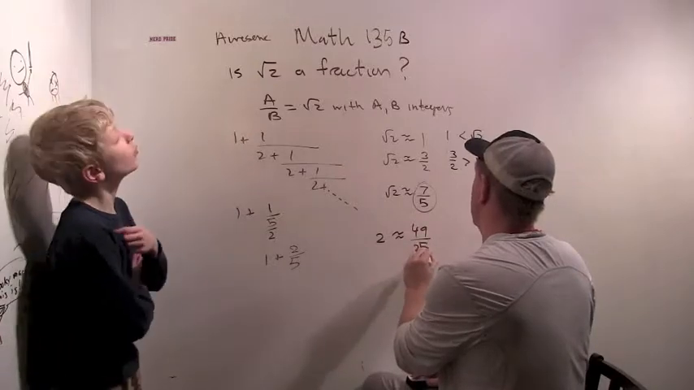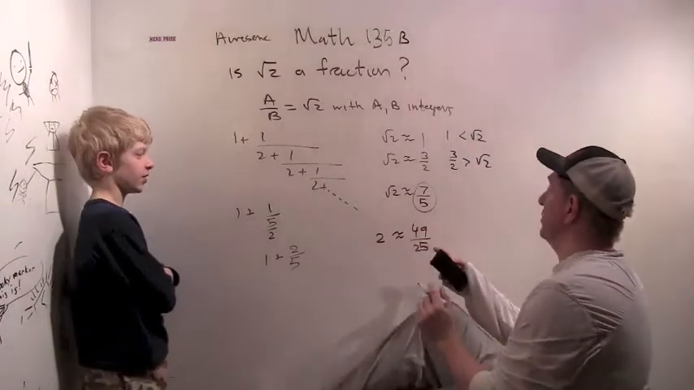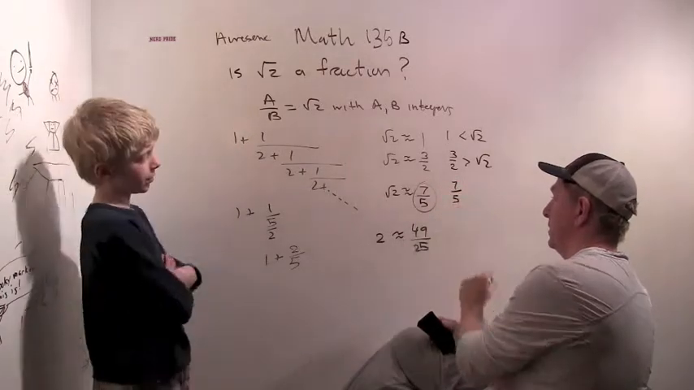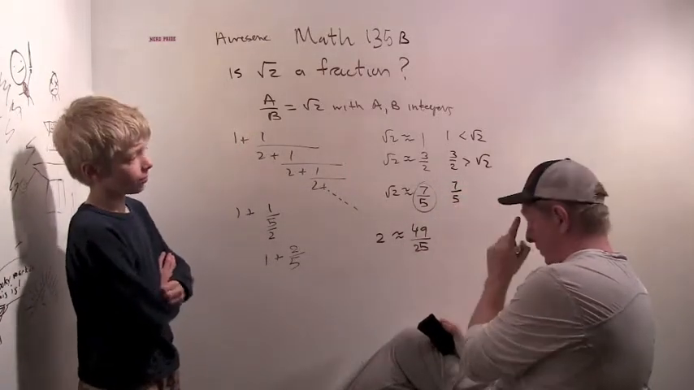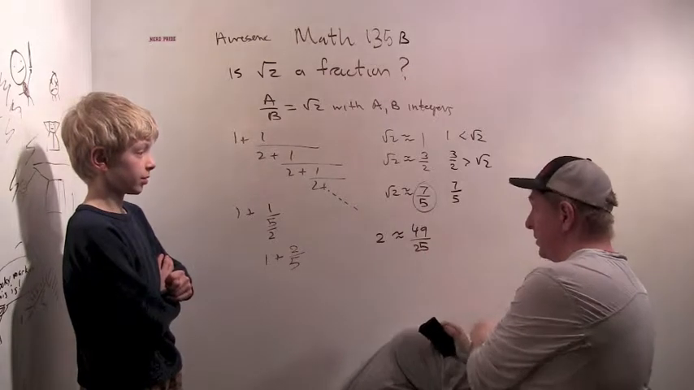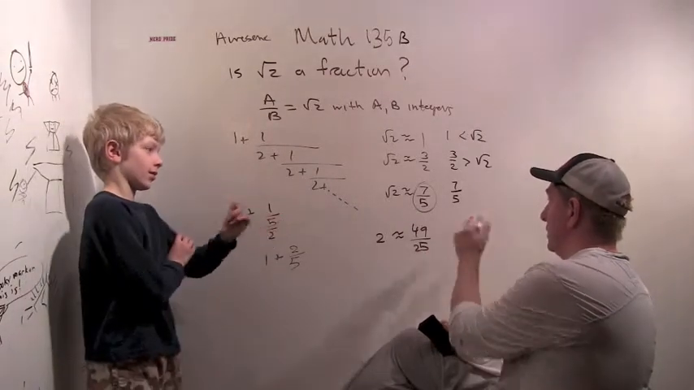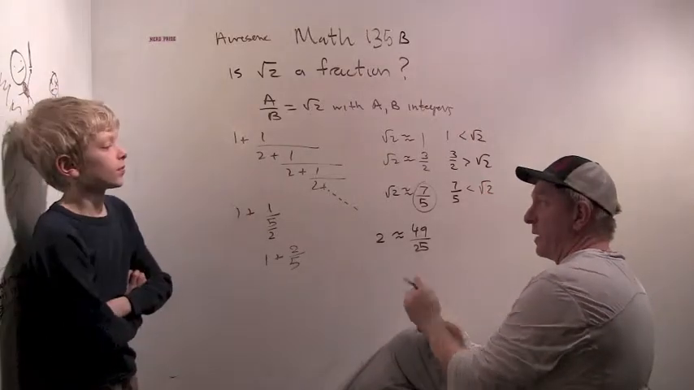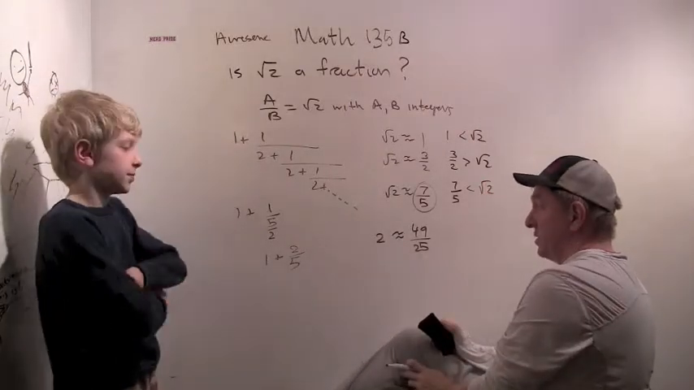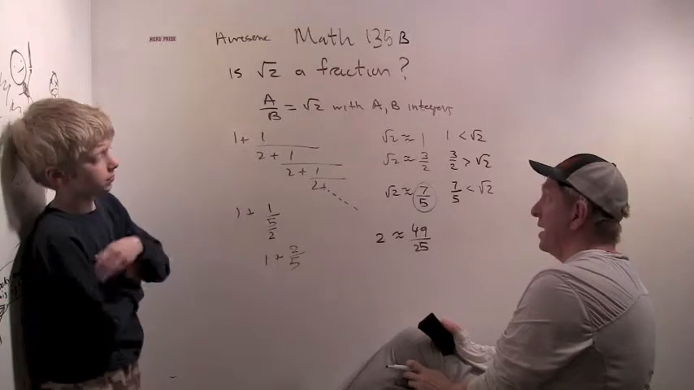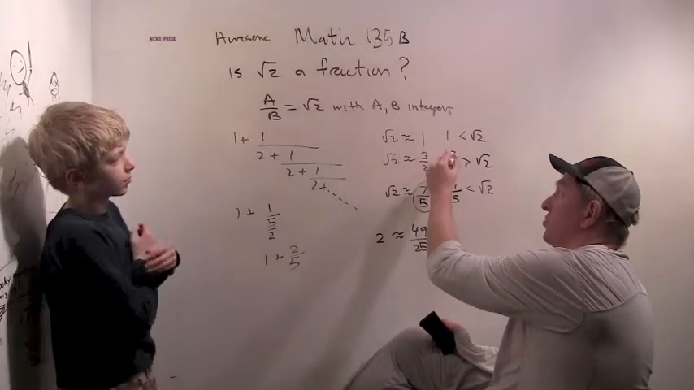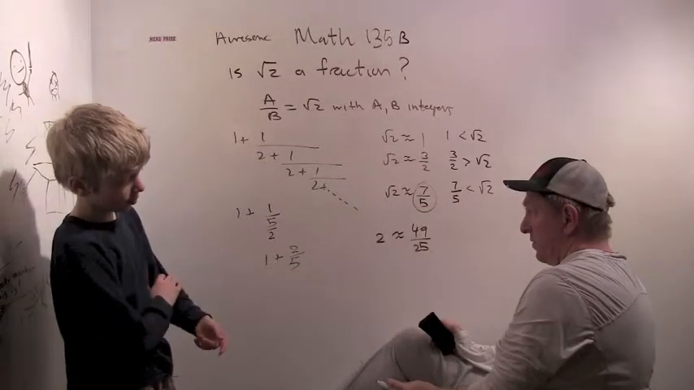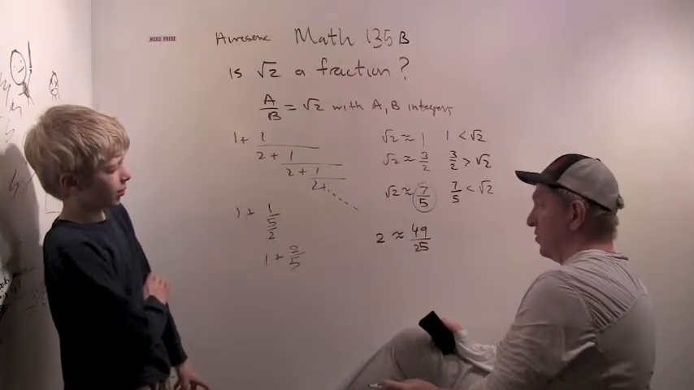It's really close. Is this bigger than 2 or less than 2? Well, 50 over 25 would be 2, so it's a little less. 7/5 is a little bit less than the square root of 2. The interesting thing about these continued fraction approximations is that they alternate between being too big and too small. Too small, too big, too small, too big. The next one, if I remember right, is 17/12.